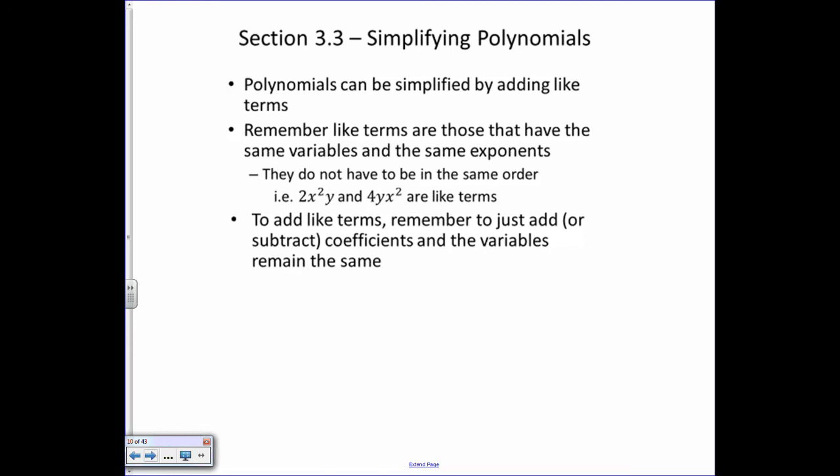Remember, order of multiplication doesn't matter. So we can still add these like terms together. And remember that when you add like terms, you're just adding or subtracting the coefficients, and the variables are going to remain the same.